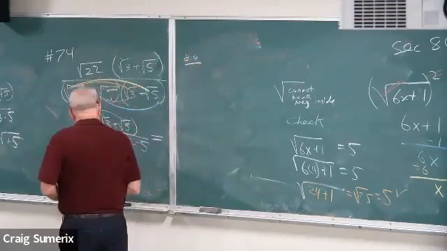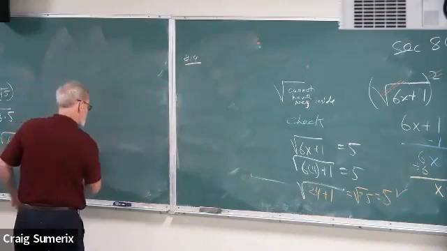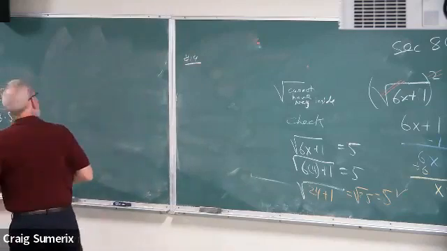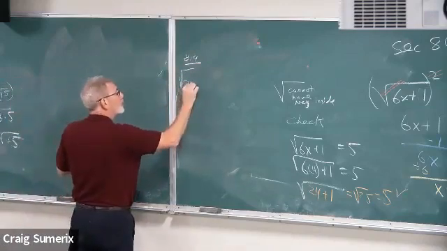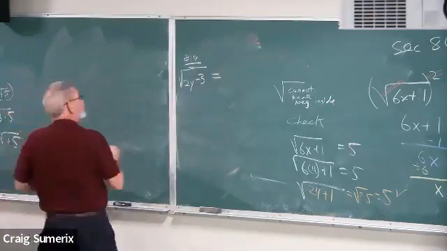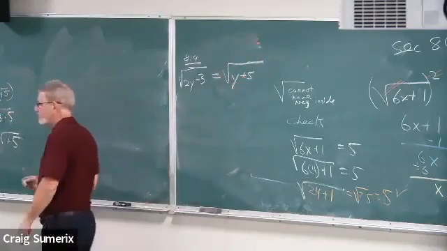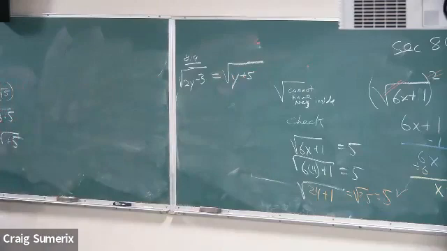Anybody keeping track of it, you can't see it anyway. What if it's something like the square root of 2y minus 3 equals the square root of y plus 5? What if there's square roots on both sides? How does that change anything?